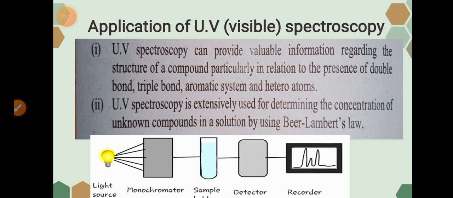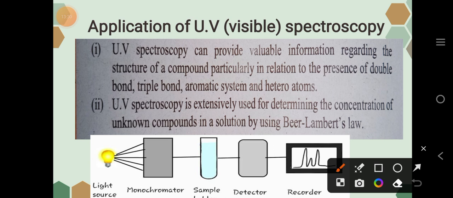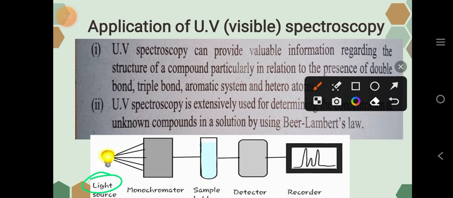So here you can see in the image below that we have a light source, and in this image the mechanism of visible spectroscopy is described. First of all, we have a light source, and then we have monochromatic light, and then it passes through the sample, in which we are looking for a certain compound, and it will go through a detector, and then we will detect that particular compound in the sample.